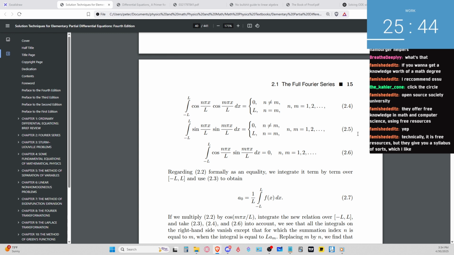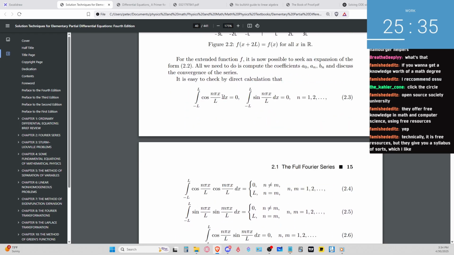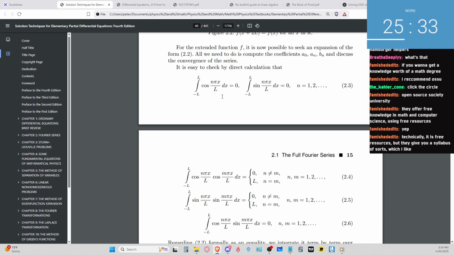Now the one thing I'm not understanding is why did they write this? Why are there two cosines in here? What is the point they're trying to make? Is it because there's one with m in it and there's one with n in it?